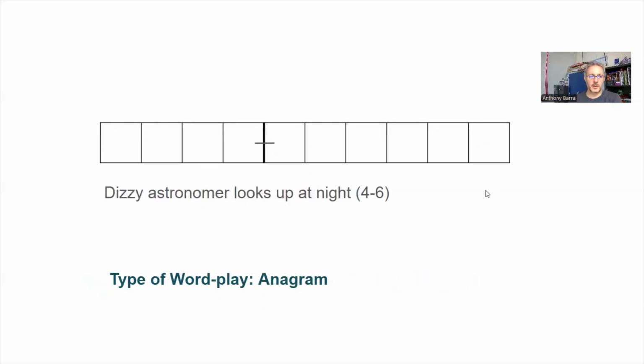Dizzy astronomer looks up at night. This is a very common type of clue called an anagram. And what we have here is looks up at night is the definition here. So something a moon starer might do. And dizzy is an anagram indicator. So anything that is signaling to us sort of movement or chaos or spinning or rearranging is oftentimes indicating an anagram. And if you take the word astronomer and you shook up all the letters and rolled them out in a different order, in this case, you would get moonstarer.